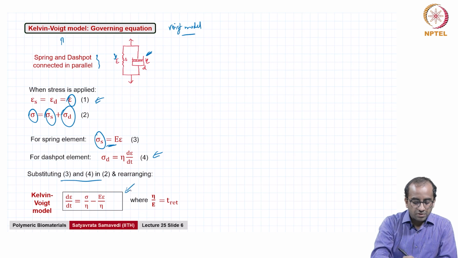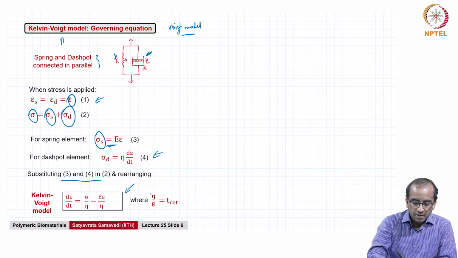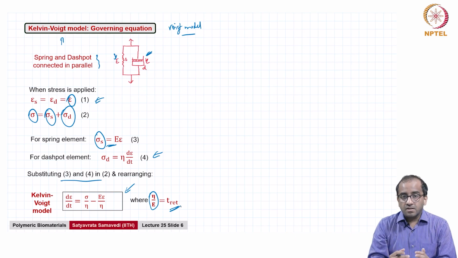the expression for the Kelvin-Voigt model, or the Voigt model, where again eta over E is given as T retardation. So that is the expression for the Kelvin-Voigt model. Now again, we can do the same thing that we did in the Maxwell model: subject this model to creep and stress relaxation, and try to understand if the model is actually able to predict, at least qualitatively, what you would see for a polymeric system.